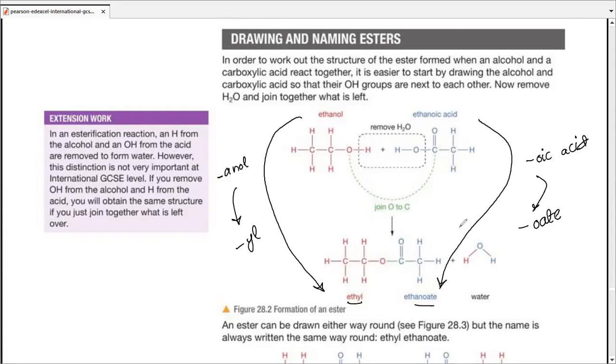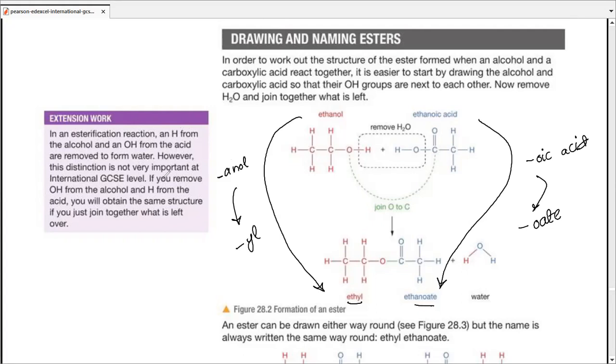All right? Okay. So we need to practice it. That's why you would see that the book has a lot of practice in it. But before I go with that, let's go with the extension work first. In an esterification reaction, an H from the alcohol and OH from the acid are removed and they form water.